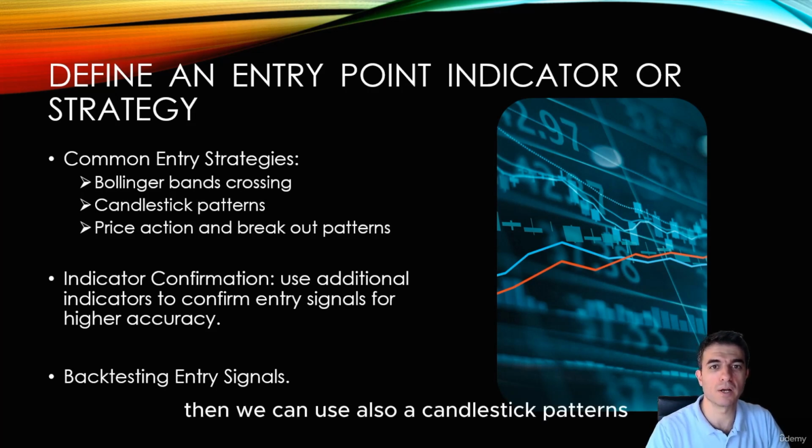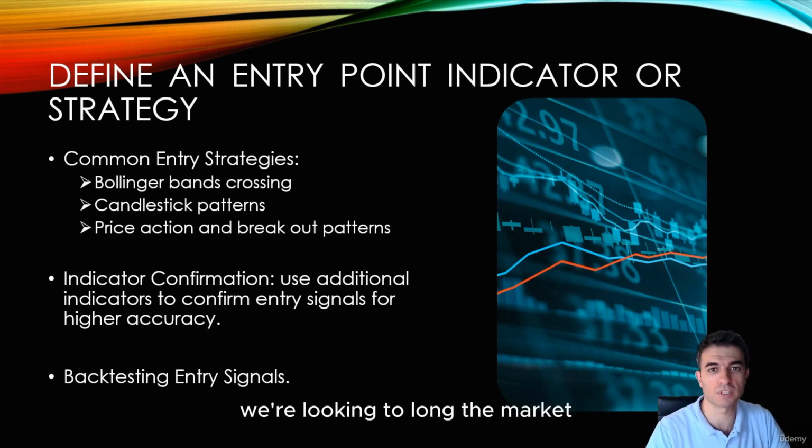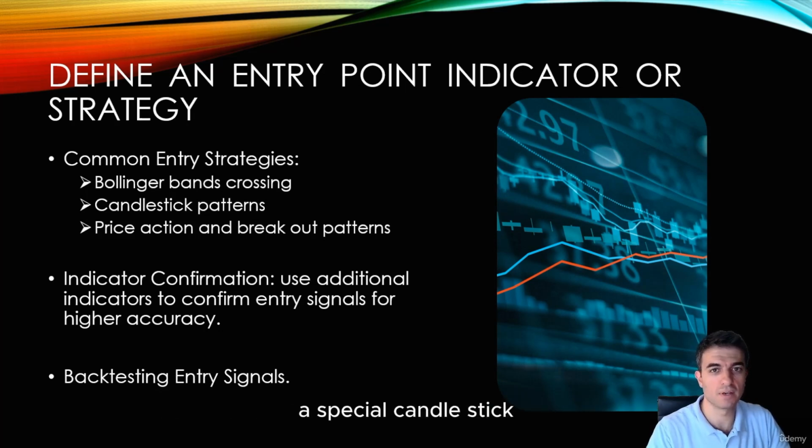Then we can also use candlestick patterns. We can try and see if we have any rejections. Again, if I take the example of an uptrend, we're looking to long the market. In this case, we would be looking for a retracement, maybe below the Bollinger Bands, the lower Bollinger Band line. And also we would be looking for a rejection candle, a special candlestick, either a rejection or an engulfing candle that would signal that the market is going up from this point onward.